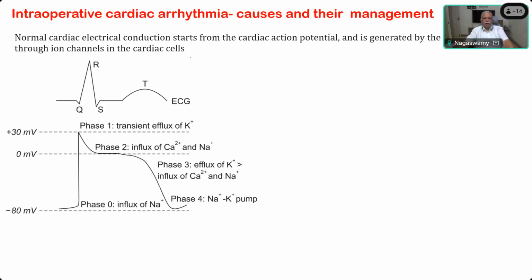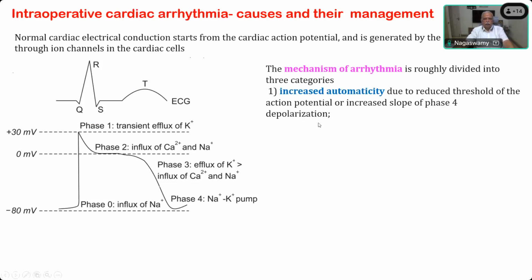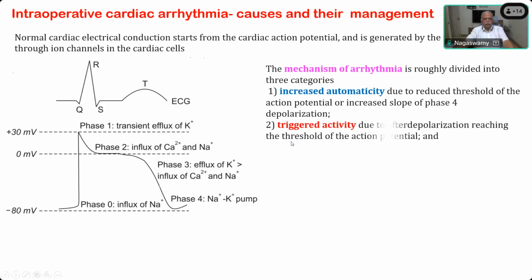Intraoperative cardiac arrhythmia: causes and their management. Right. Yes, sir. So first, it is always better to describe normal cardiac electrical conduction, how it happens, and then it will be easy for you to describe the various arrhythmias. The mechanisms of arrhythmia are increased automaticity, triggered activity, and circus movement or re-entry.